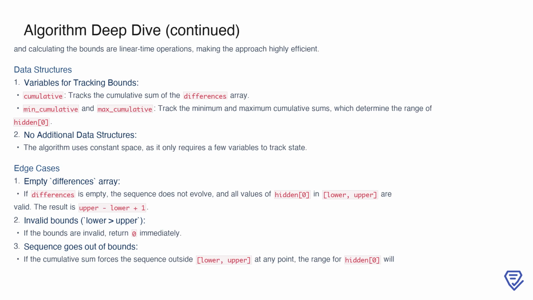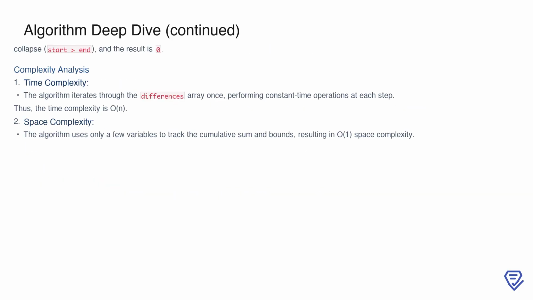Additionally, the algorithm's space efficiency is notable, as it relies only on a few variables, such as cumulative, min_cumulative, and max_cumulative, to track the state. This ensures that the solution is both time and space optimal. The algorithm is robust and handles the problem's constraints with precision, making it a powerful tool for tackling this type of sequence-based problem. Finally, let's analyze the computational complexity.